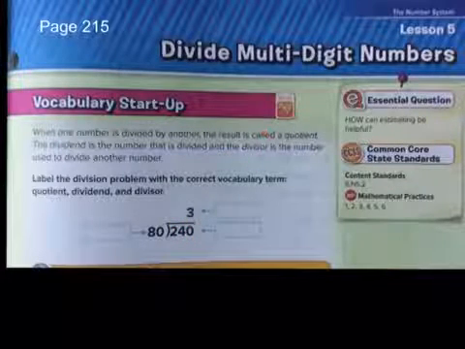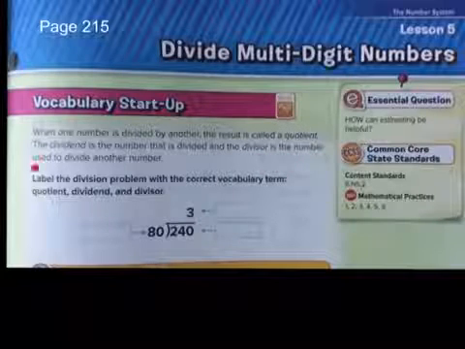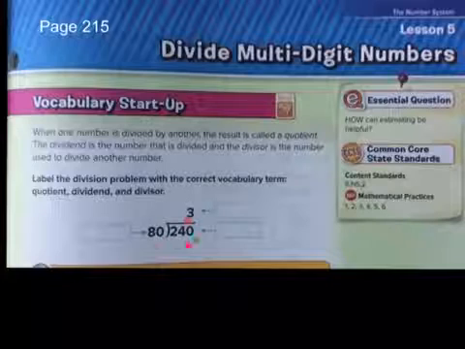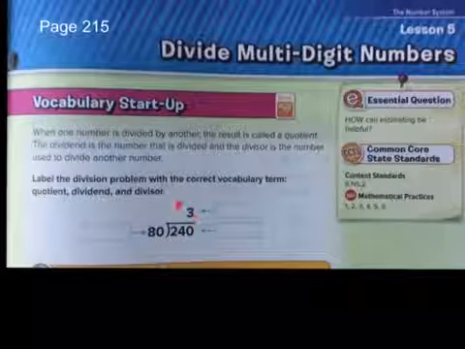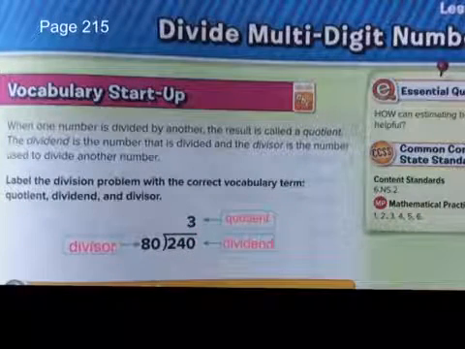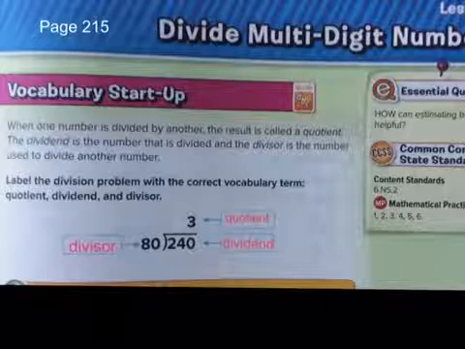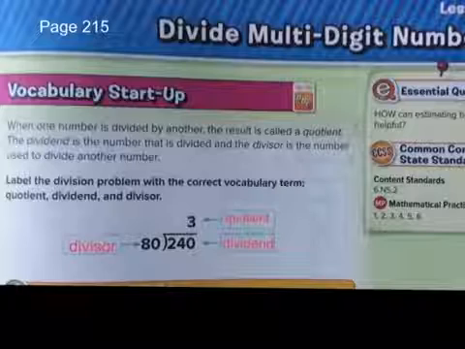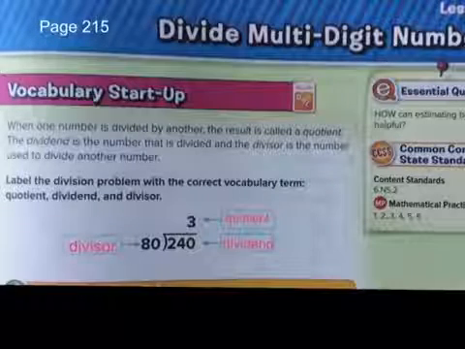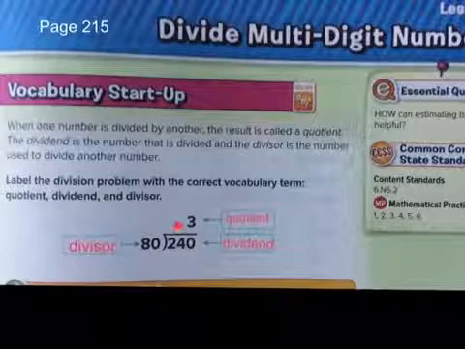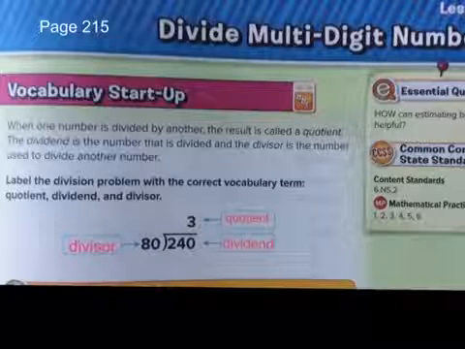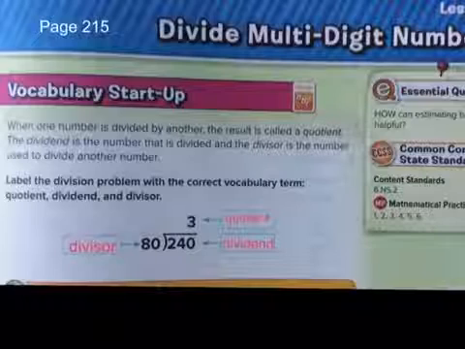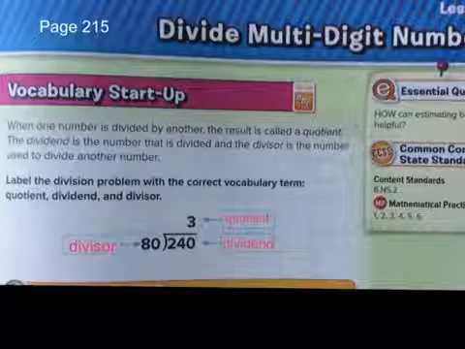And the divisor, the one that's going to do the dividing, is the number used to divide the other number. So this is the divisor. This one will divide the dividend, and then we get our quotient. So what we would like to do now is start using this vocabulary whenever we're talking about dividing. Use the correct vocabulary term: quotient, dividend, and divisor. We have our dividend, which is divided by our divisor, and will give us a quotient. Pause the video and copy these vocabulary words down, please.